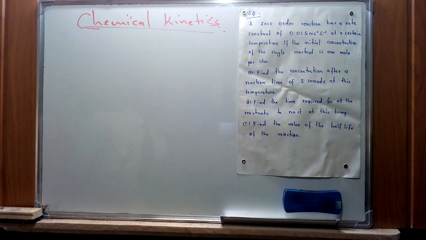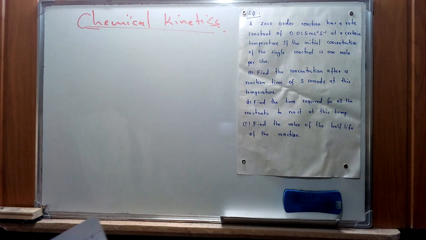So the problem states that a zero order reaction has a rate constant of 0.015 moles per liter per second at a certain temperature. If the initial concentration of the single reactant is 1 mole per liter, that is 1 molar: A, find the concentration after a reaction time of 5 seconds at this temperature. B, find the time required for all the reactants to react at this temperature. And then C, finally, find the value of the half-life of the reaction.